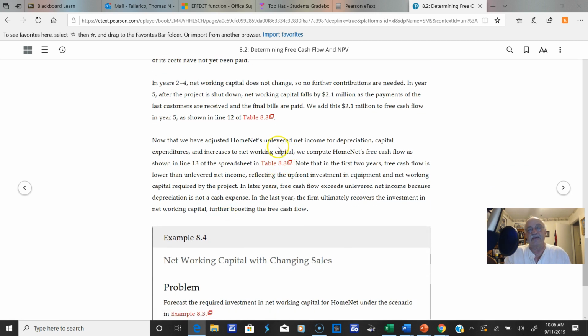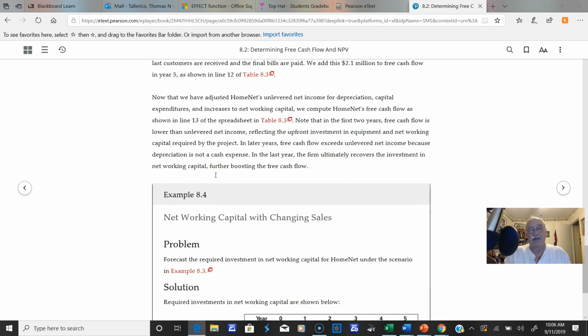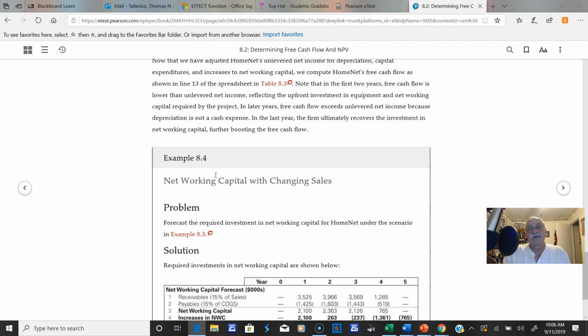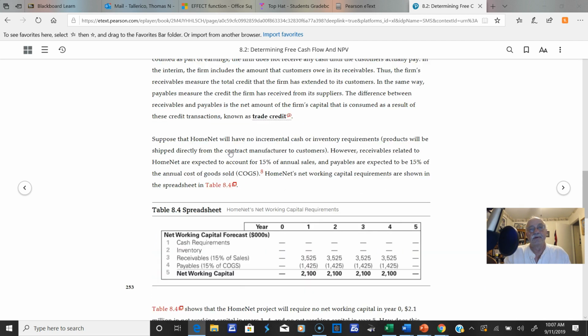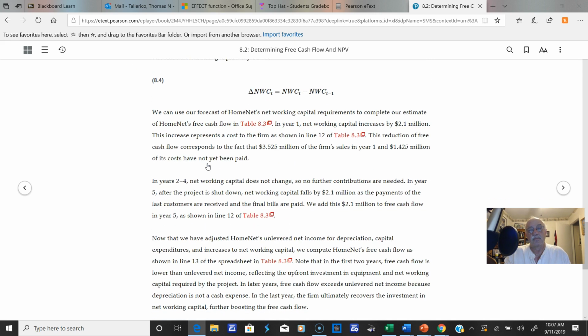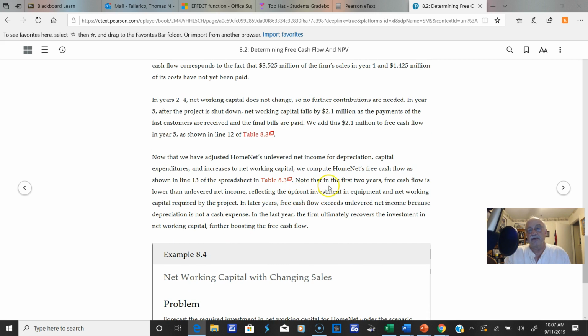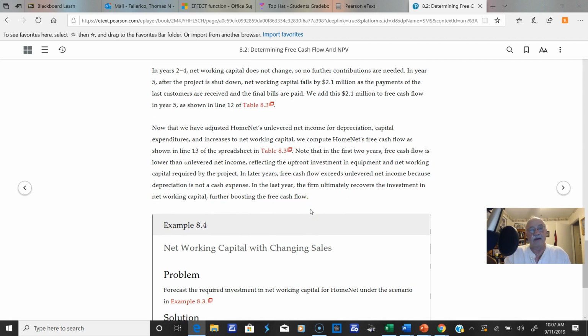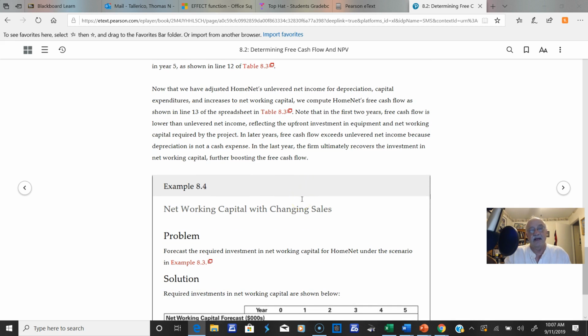All right, so now that we have adjusted unlevered, again, unlevered is no debt, right? Net income for depreciation, we put it back in, right? Capital expenditures and increases to net working capital, we compute the free cash flow as shown in line 13 of the spreadsheet in table 8.3. So if I go to table 8.3, if I go back again, so here we are, all right, and we're going to determine the free cash flow. We're putting everything back in here, okay? Note that in the first 2 years, free cash flow is lower than the unlevered income, all right, reflecting the upfront investment in equipment and net working capital that is required by the project. In later years, free cash flow exceeds unlevered income. And again, depreciation is not a cash expense. It's an accounting term, all right?